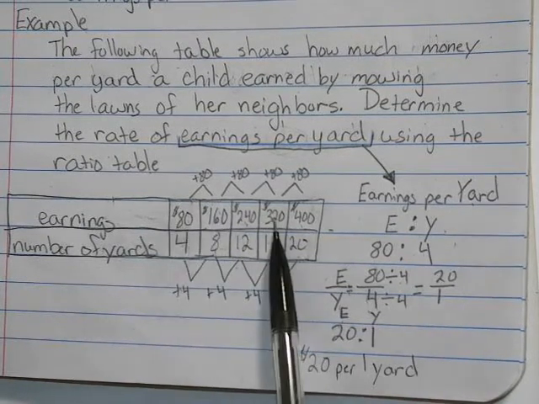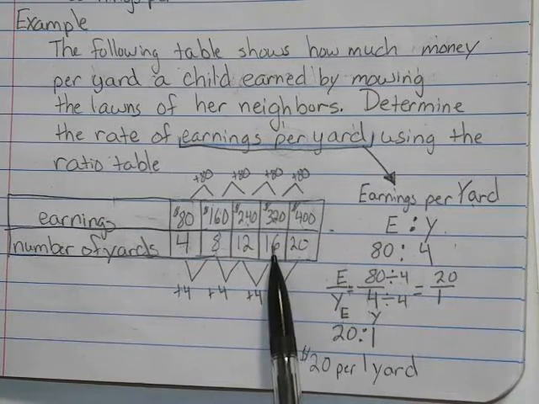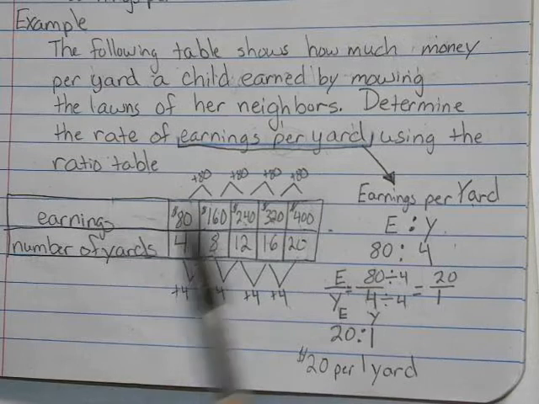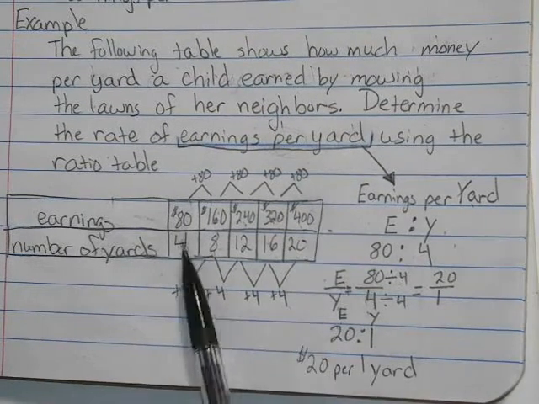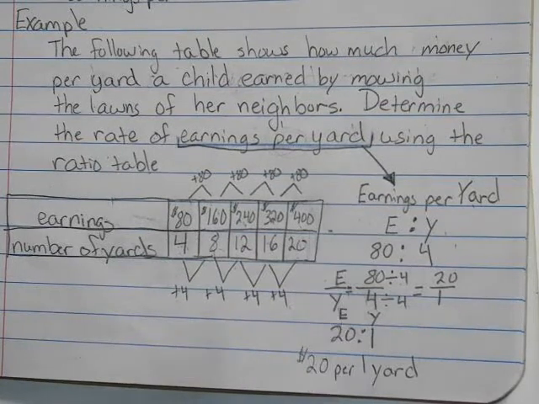80 times 4 gave me 320. 4 times 4 gave me 16, which gives me the ratio 320 to 16. Lastly, 80 times 5 would give me 400. 4 times 5 would give me 20, which gives me the equivalent ratio of 400 to 20.